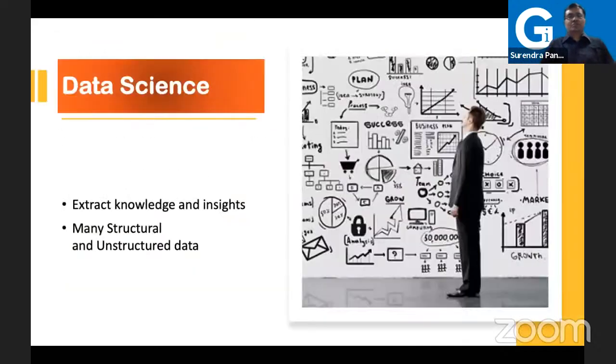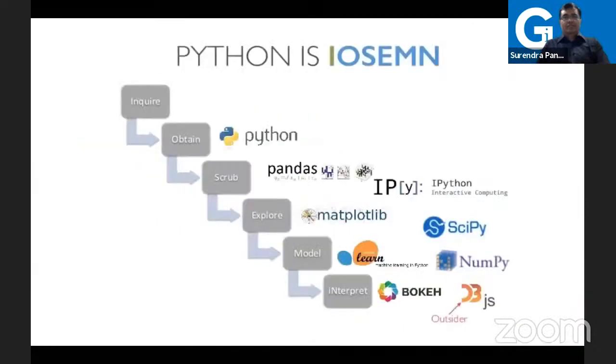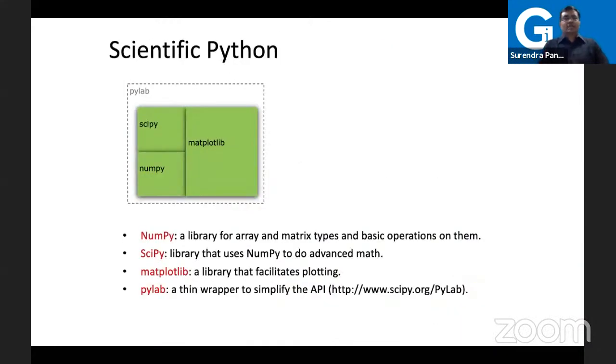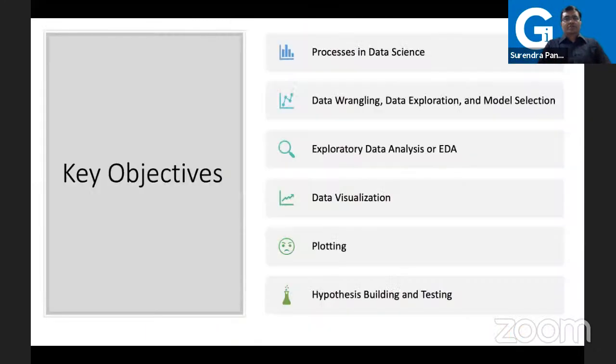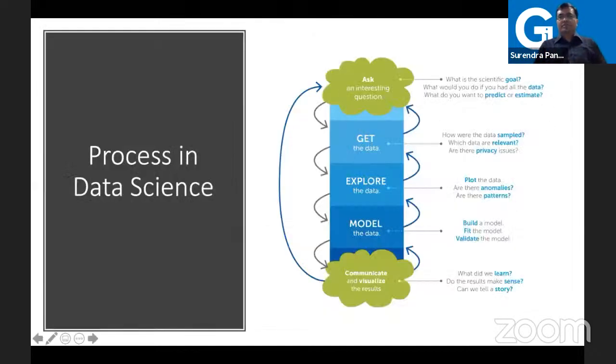Okay, now let me come to today's agenda. The other libraries I'll be using for this are NumPy and Matplotlib. Okay, so let me start with this. What is the key objective of data science? It is to process and extract the data. So let me come to this point. This is the example I will show you now.